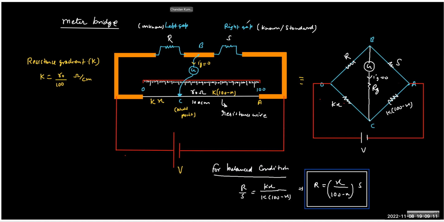Now the question is why the midpoint is chosen in the practical lab experiment. The answer is accuracy. A null point near the center will give you the most accurate results mathematically, but a null point quite away from the center, or close to O or close to A, will give you a less accurate answer. So let's try to investigate what is the meaning of accuracy. And for that, we need to do the error analysis.